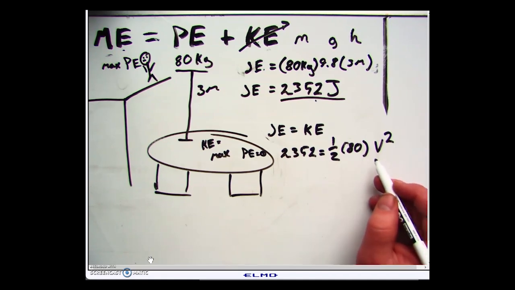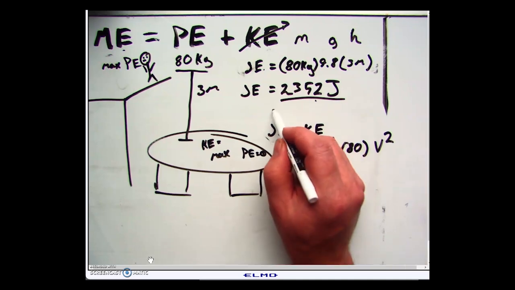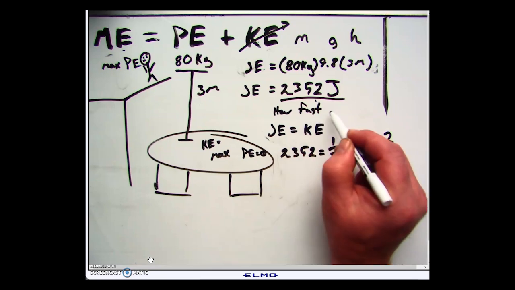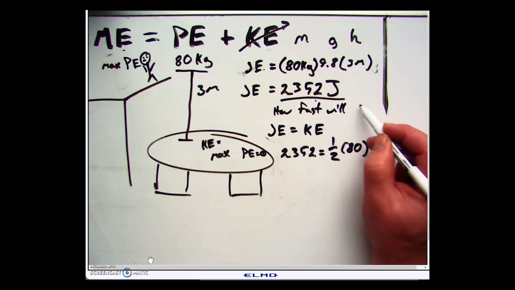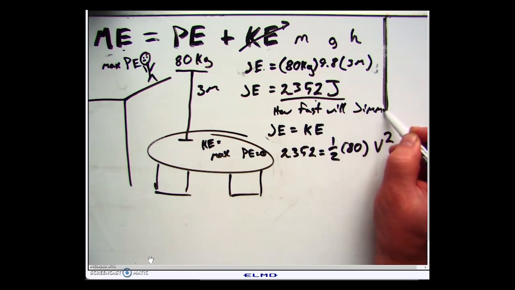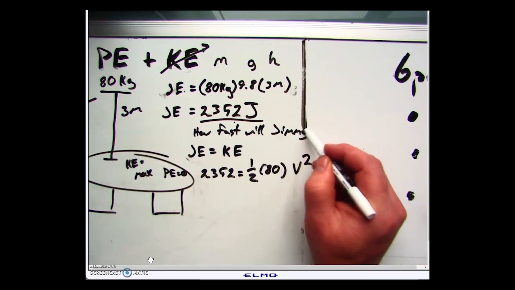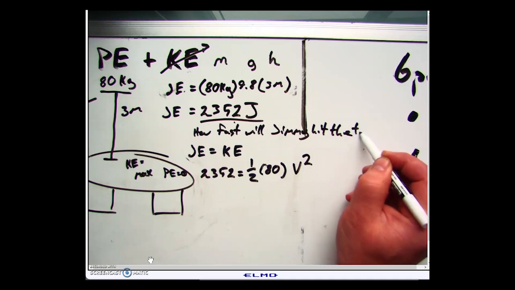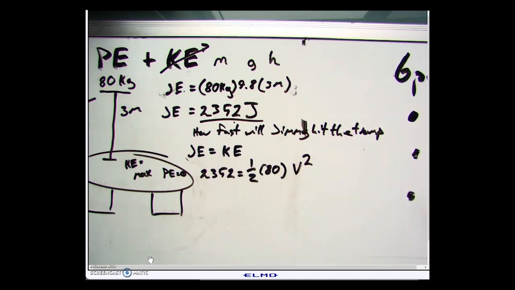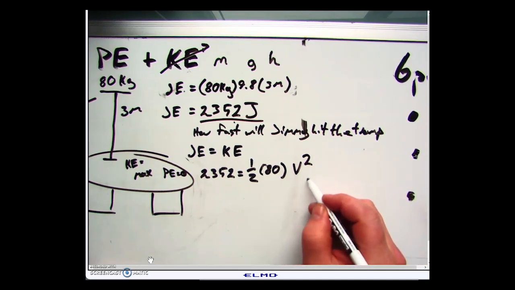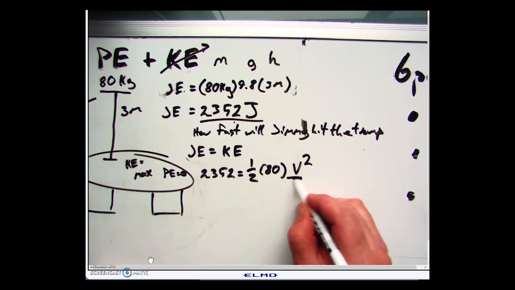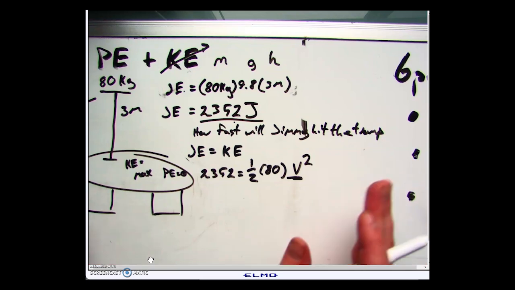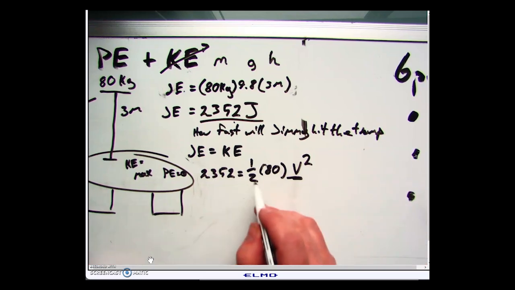Well, if I'm asking the question, how fast will Jimmy hit the trampoline? I want to calculate that velocity value. So this is the value that I'm going to look for. First off, I want to make things as simple as possible. So we're going to multiply 1/2 times 80.